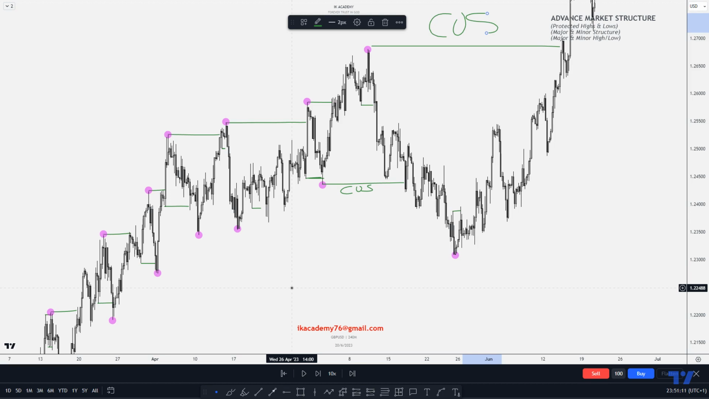So that's it for this video, guys. That's basically what protected highs and lows is: major and minor structure, major and minor high and low, and that's everything that you need to know about advanced market structure. So what I want you guys to do, just like I did here, is go back in price. Remember I trade only GBPUSD, so that's why I'm only using GBPUSD. But this system works across every pair, you just need to backtest it.